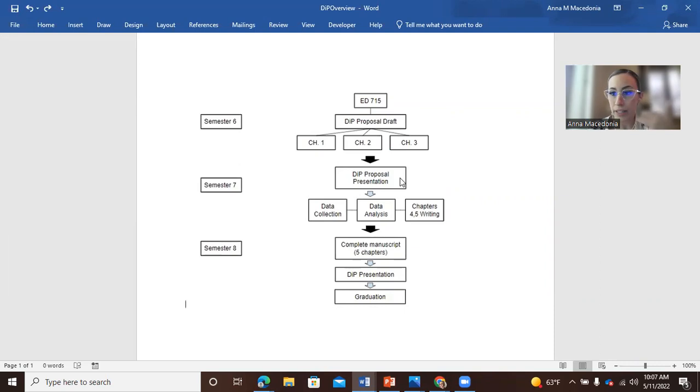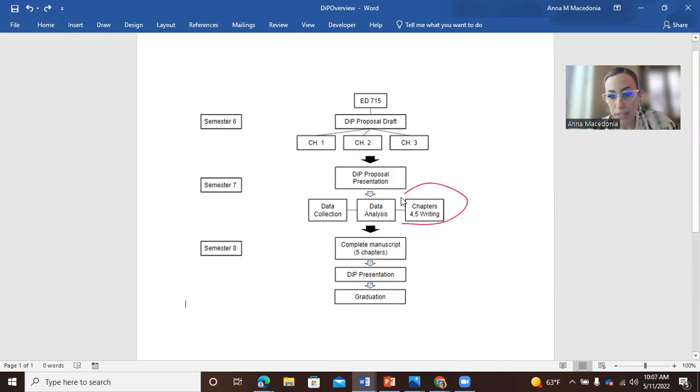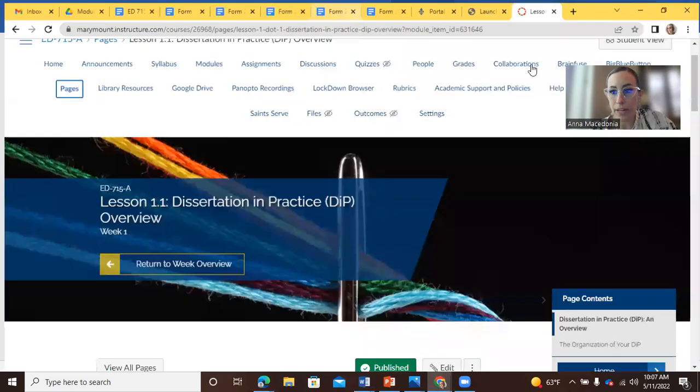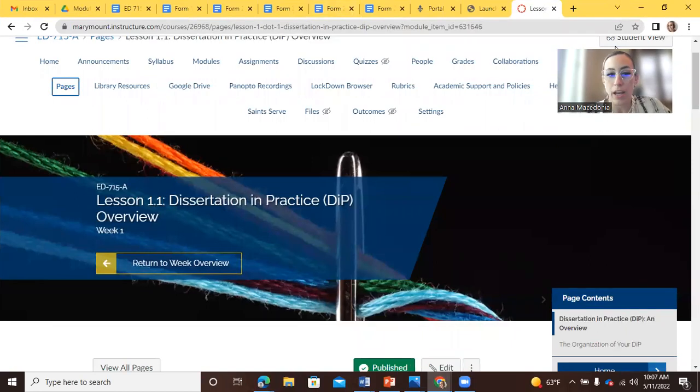Following that is where you will do data collection, or if you've already collected data that you're utilizing, you will then go through data analysis. And that's where your two chapters come in, chapters 4 and 5. After this very brief overview, I wanted to share with you what it actually looks like on Canvas. This is a lesson from 715.